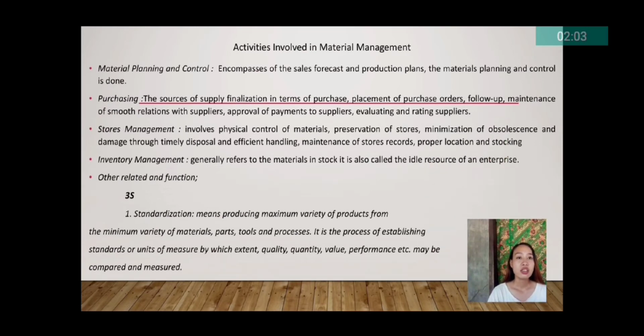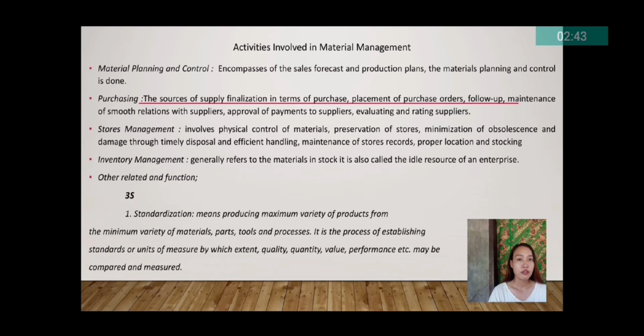Next are the activities involved in material management. First, material planning and control encompasses sales forecasts and production plans. The material planning and control is done. So, it comprises production planning, the control, and then the distribution of the product, for proper distribution of their outcomes.